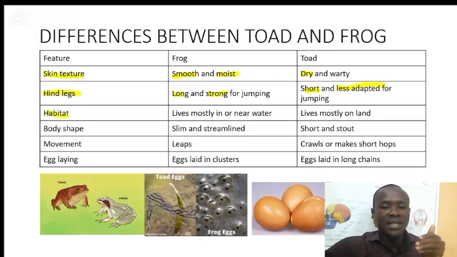And their habitat. The frog lives mostly in or near water. For this one, that is the toad, they live mostly on land.